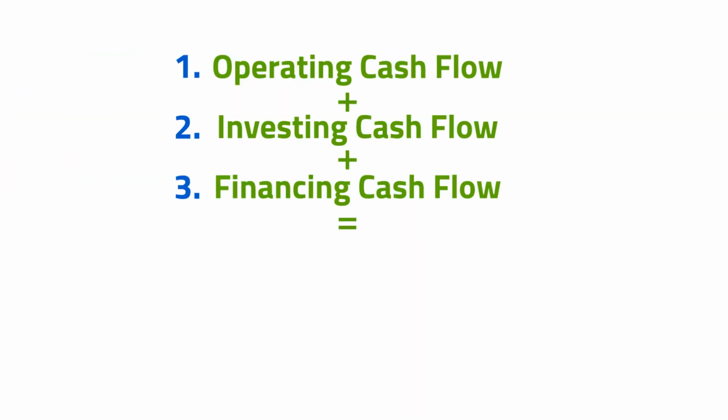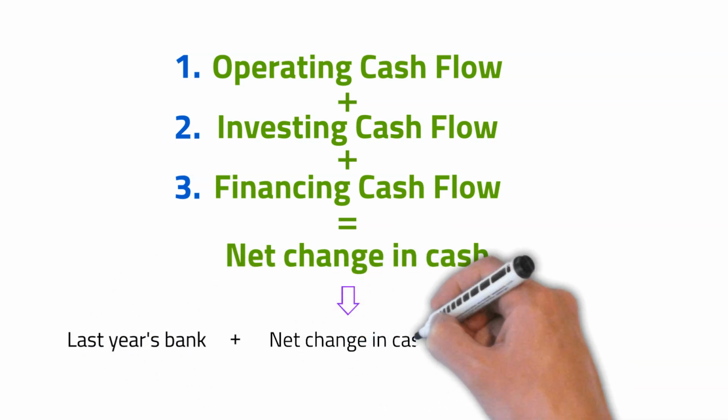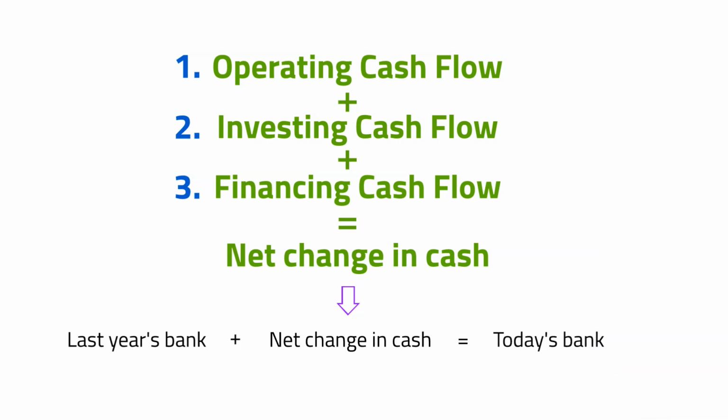Add these three types of cash flow and you get the net change in cash. Plug that into last year's bank balance and it must equal today's bank balance. The three statements are now perfectly linked.